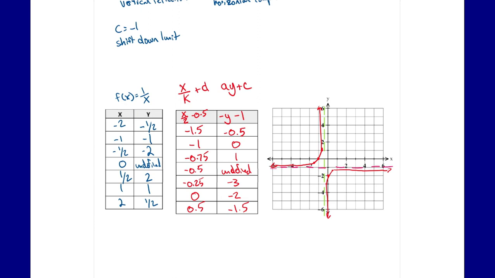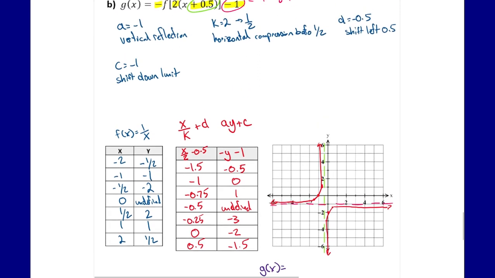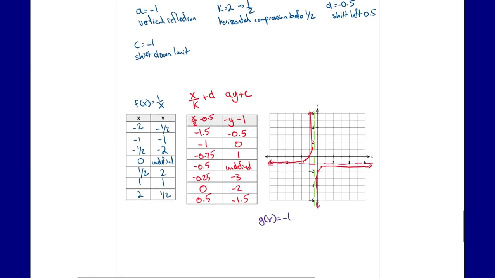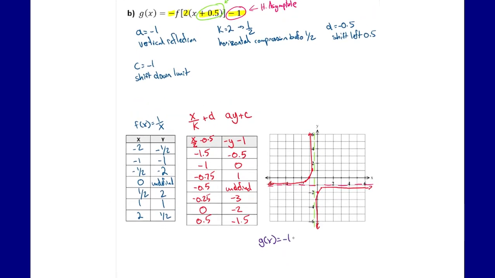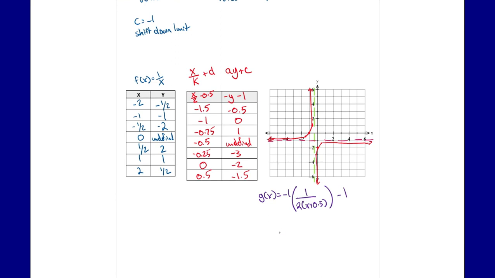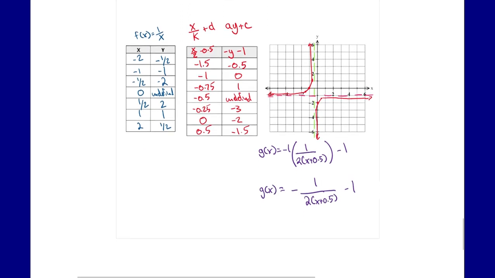We still needed our transformed function, so g of x is equal to, we're going to go back and take a look. So we have a -1 outside, so -1, and then we've got a lot affecting the x, so it's going to be 1 over 2 times x plus 0.5, and then -1 on the outside. We could combine that a value, so it's going to be -1 over 2x plus 0.5 minus 1. And that is our transformed function.